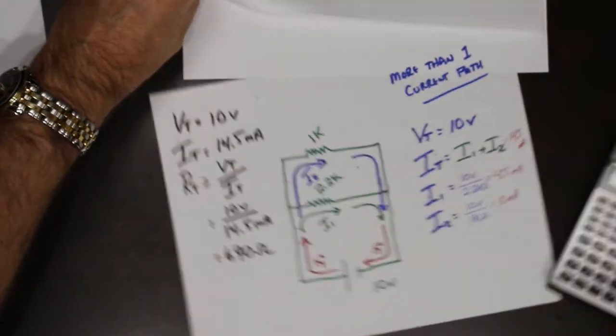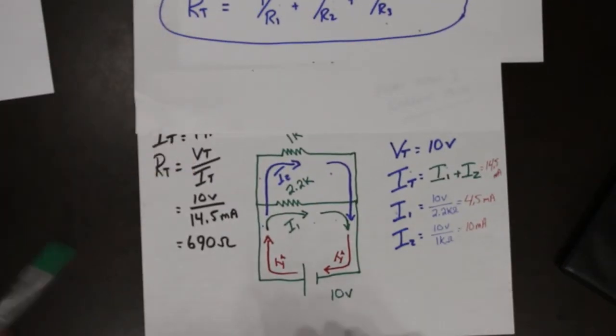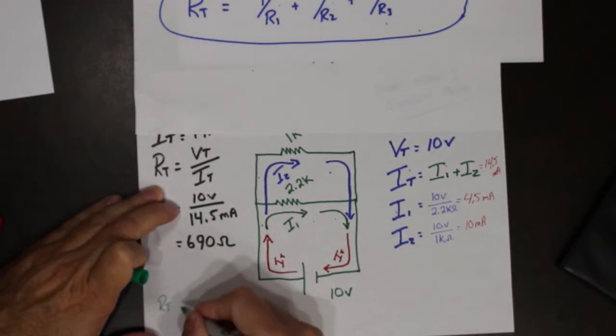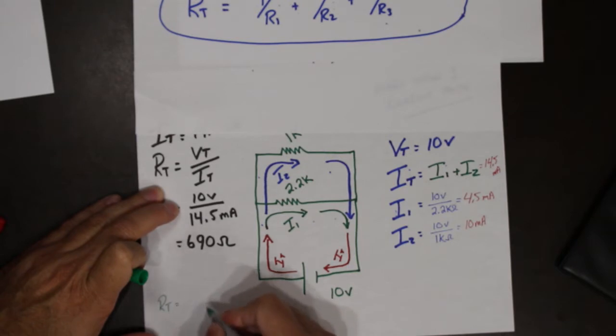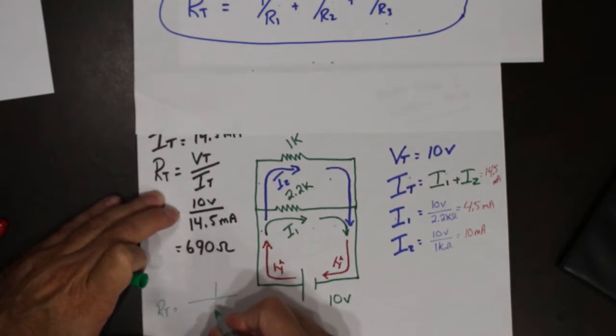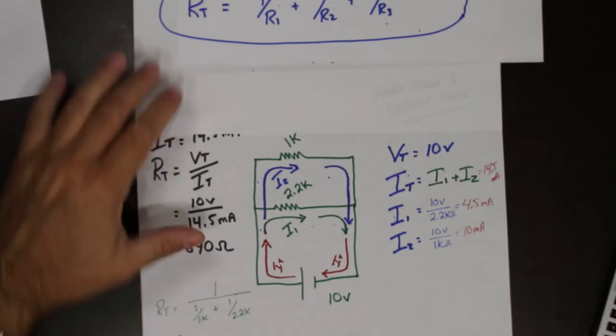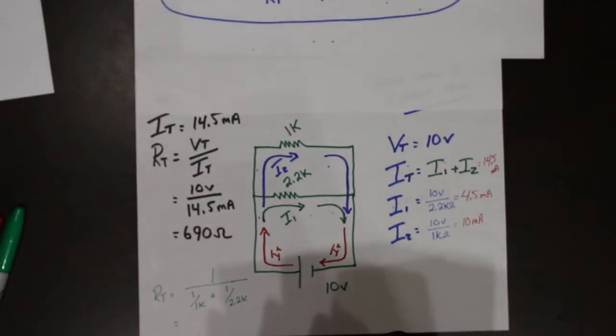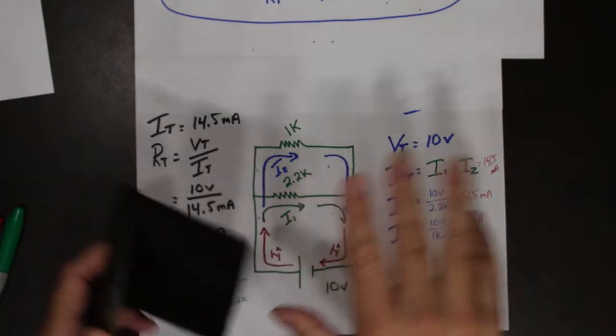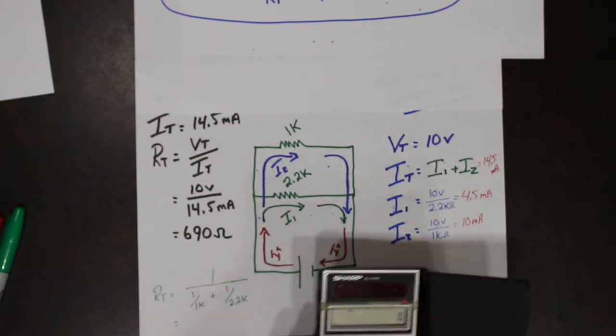So here's the formula. In our case, we're going to say that our total is equal to 1 over 1K plus 1 over 2.2K, and see what that actually gets us. If everything works so nicely, it should give us an answer that's close to 690 ohms. Again, based on rounding off and so forth, let's just see.